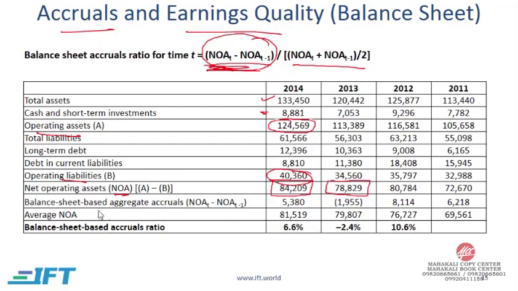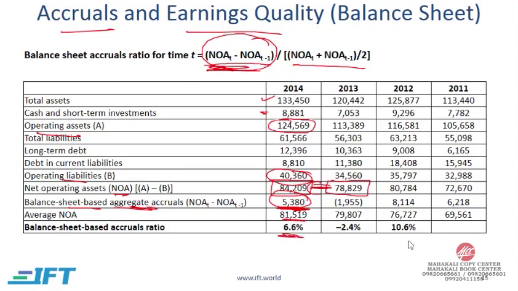So what was the balance sheet accrual for 2014? This number 5380 represents the change from 2013 to 2014. So this is how much was accrued. This number is the average. So 81519 represents the average of these two numbers. The accrual ratio is 5380 divided by 81519. Now you can see that the accrual is a fairly small percentage of the overall average operating assets. So that number is only 6.6%.